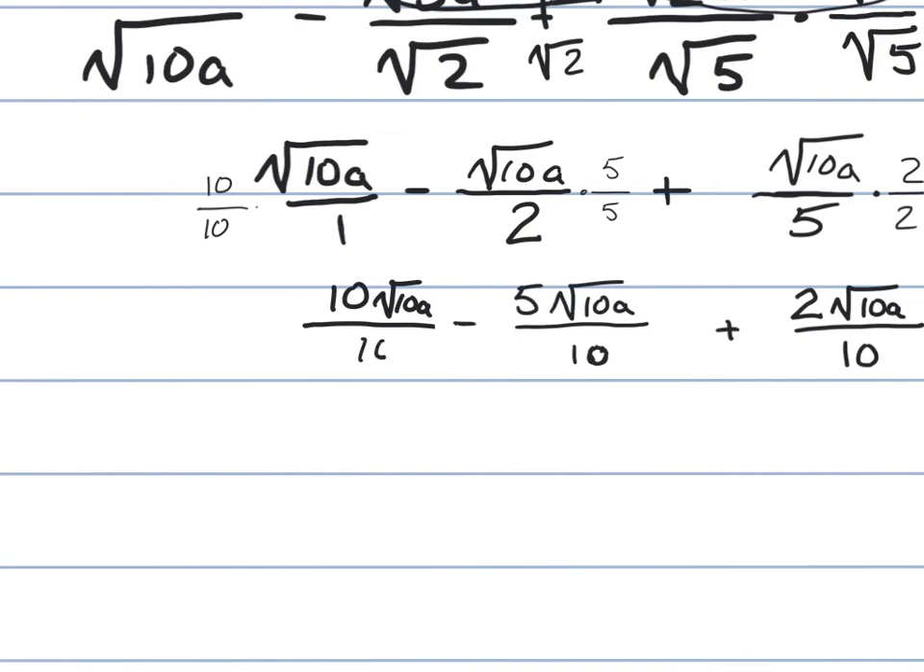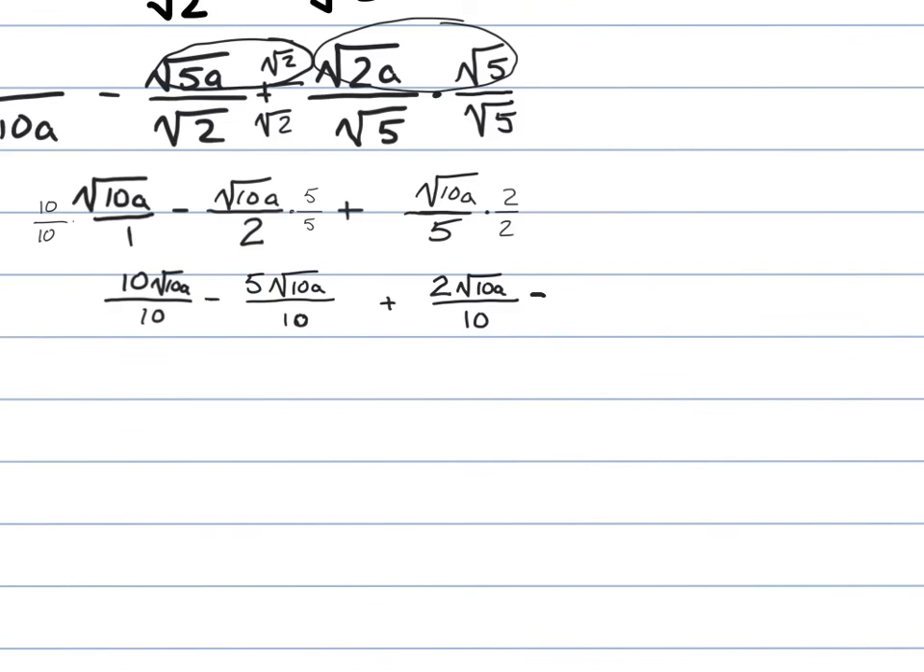Over 10. Now, can all of these things be added and subtracted now? Yes, because they have the same denominator. So whatever my answer is, it's going to be over 10. Now I've got 10 times the square root of 10a minus 5 times the square root of 10a plus 2 times the square root of 10a. What does that all end up being? Right, 10 minus 5 is 5, and 5 plus 2 is 7. We have 7 square root of 10a over 10.